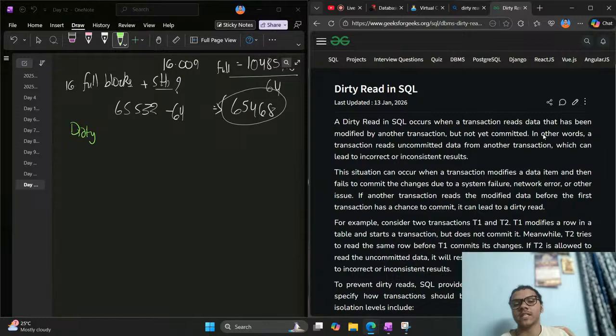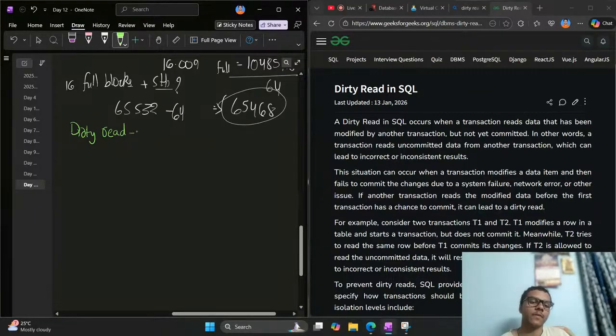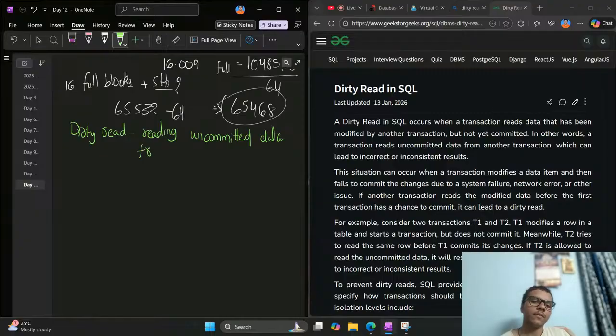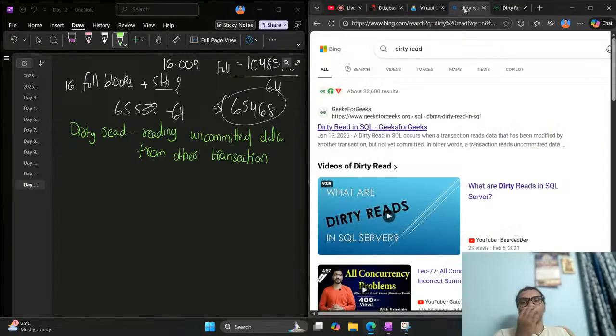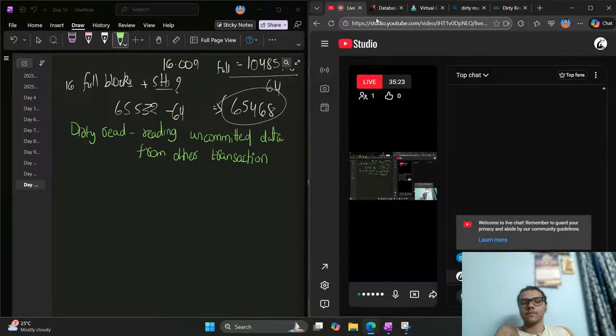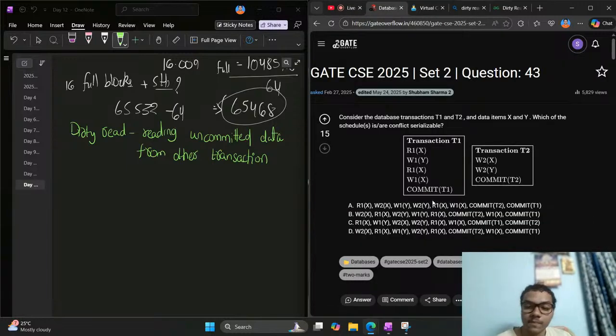A transaction reads data that has been modified by another transaction but not yet committed. A transaction reads uncommitted data. Reading uncommitted data from another transaction. The article was recently updated, and so let's see. We are reading X, and we wrote to Y, so there should not be R to X here.